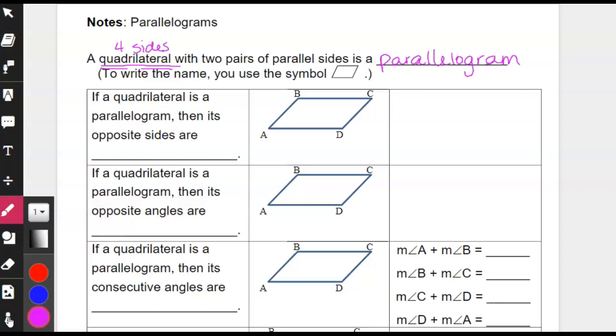With two pairs of parallel sides, that means we've got opposite sides parallel to each other. Now to write the name parallelogram, you can either write out parallelogram in letters, or you can use the symbol, which is a parallelogram. So we've got several different properties of parallelograms that we want to discuss.